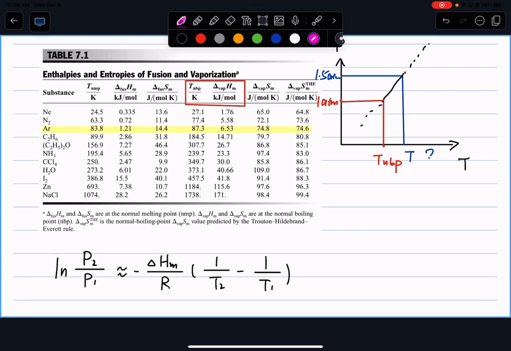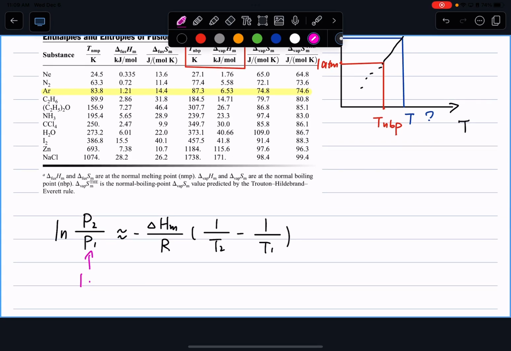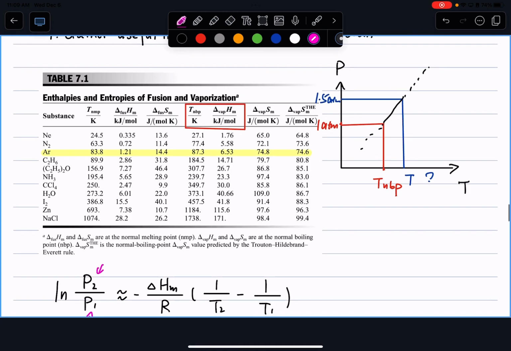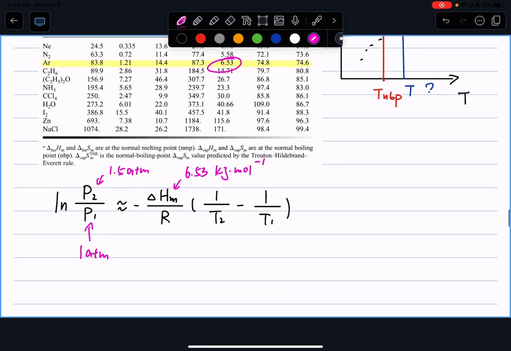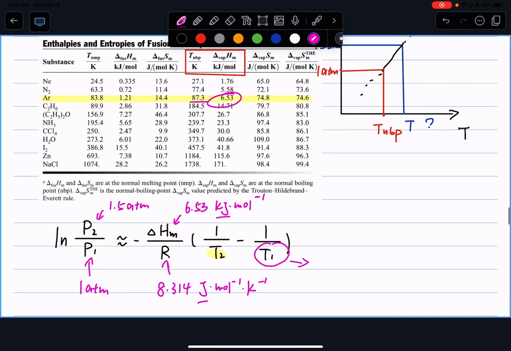And what are the things we know? In this case, our P1 equals 1 atm. Our P2 equals 1.5 atm. The delta HM is this one, 6.53 kilojoule per mole. Your R is a constant, 8.314 joule per mole per Kelvin, and you need to keep in mind the unit difference. Then your T2 is something we're trying to solve for, and T1 we know is our normal boiling point, which is 87.3 Kelvin. So we have everything ready to solve for T2 in this case. All right, and I trust you can use the calculator to finish that calculation.